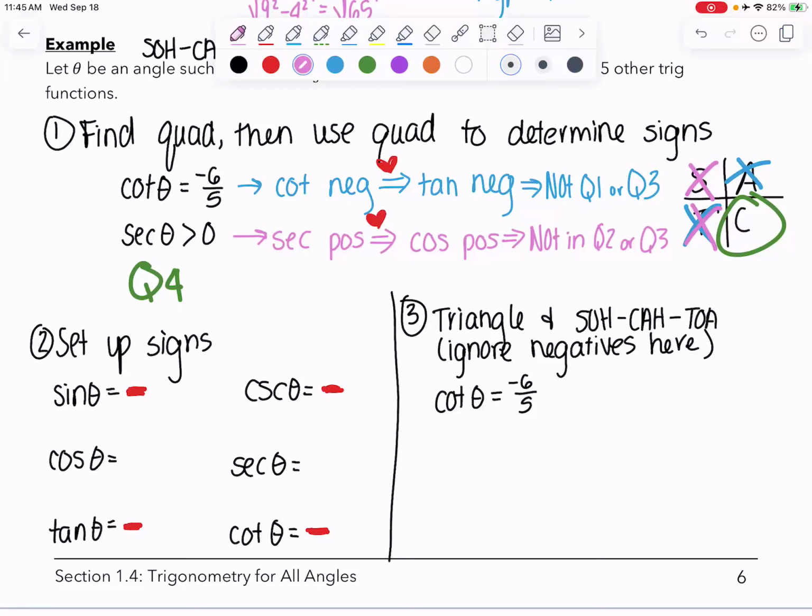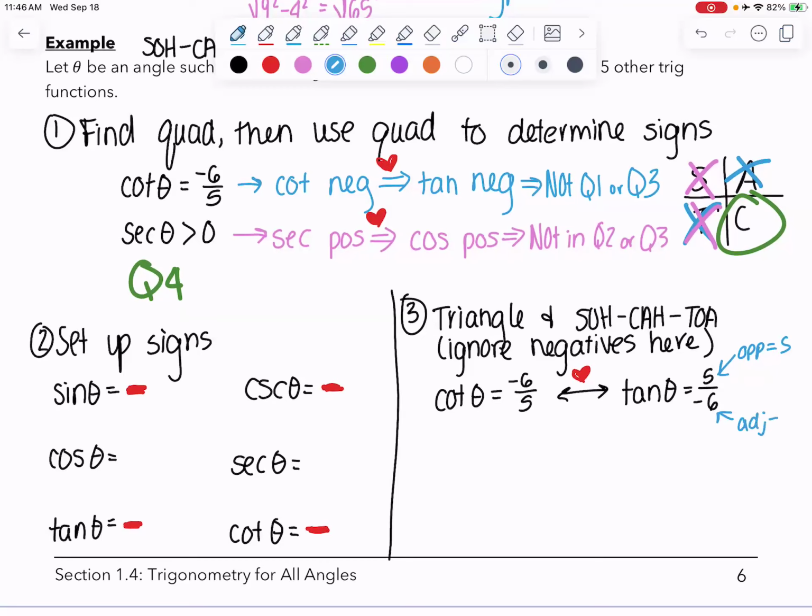And first of all, let's switch him to his main cast friend. So cotangent's main cast friend is tangent. Very technically, we would say tangent of theta is equal to 5 over -6. I'm not going to use that negative sign anymore. I'm going to pretend it's not there anymore. Tangent is opposite over adjacent. So opposite is 5, and here's where I ignore the negative. Boop, 6. I'm just ignoring its negative. We don't need to worry about that. No need.